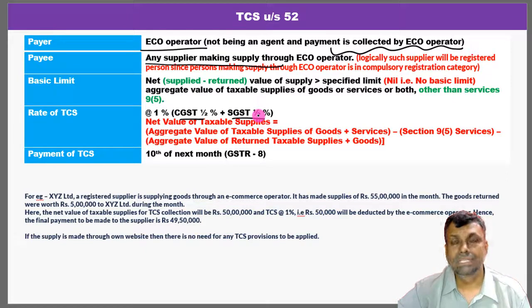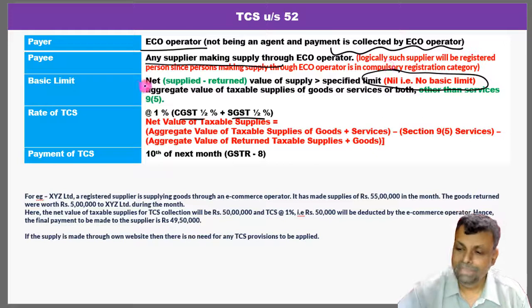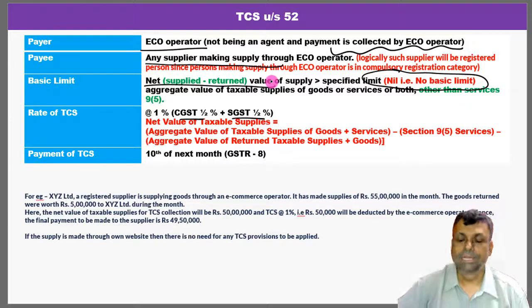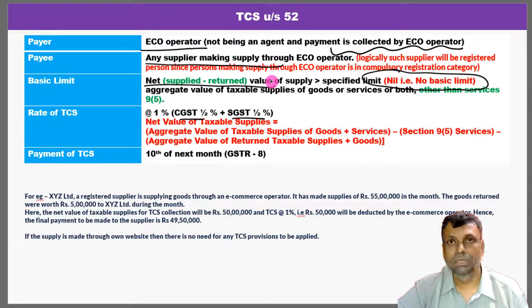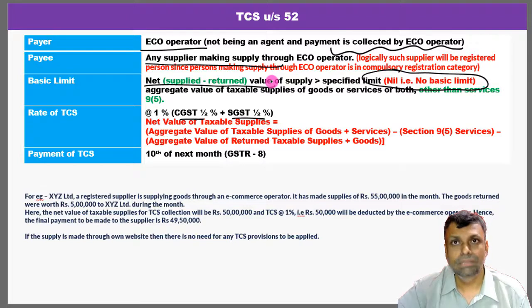Here under the TCS friends, there is no basic threshold limit which has been provided. So whatever is the value of the taxable supply, the net value of the taxable supply, that is your net supplies minus the returns, in case there are any returns, on that the tax is to be collected. In other words, here there is nothing like a basic limit. It is not that only if the transaction value is more than the limit, then the TCS provisions will be applicable. It is nothing like that.